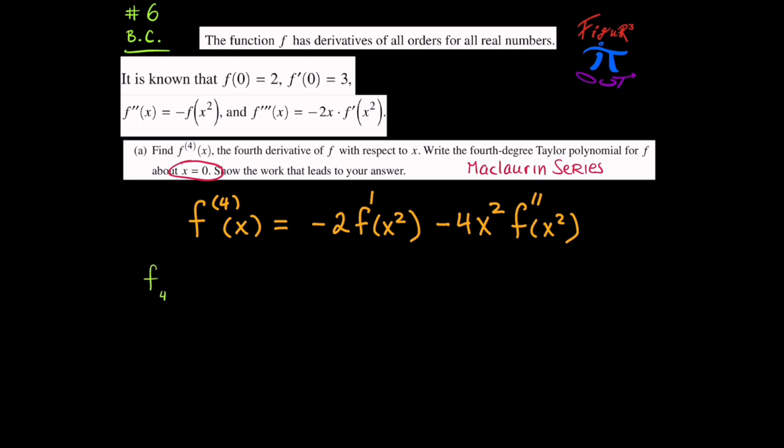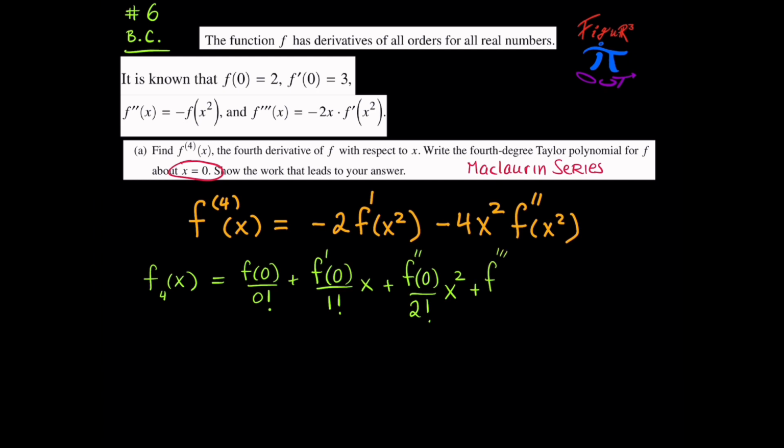So in general, this will look like f, and we'll call this f sub 4 for the fourth order Taylor polynomial approximation. And that's going to be f of 0 over 0 factorial plus f prime of 0 over 1 factorial x to the first plus f double prime at 0 over 2 factorial x to the second, and we'll work our way down to the fourth derivative over 4 factorial x to the fourth. So we have our fourth degree polynomial.